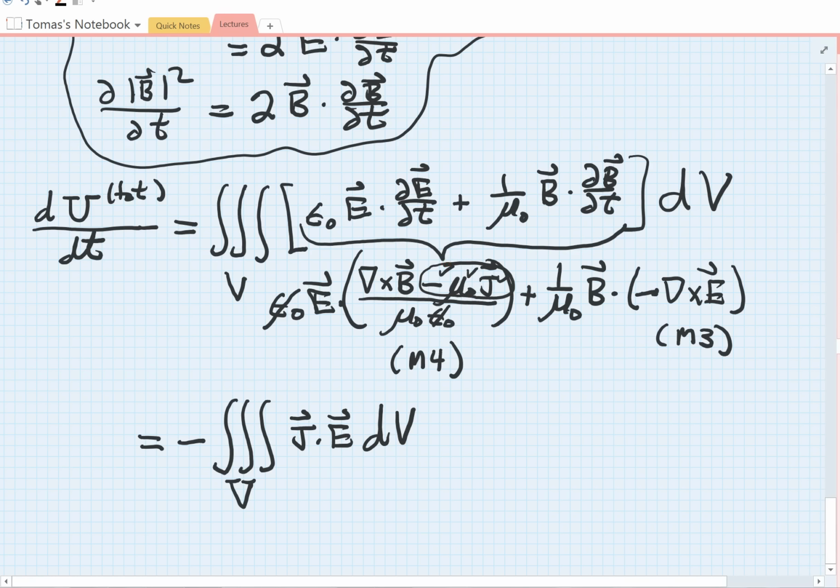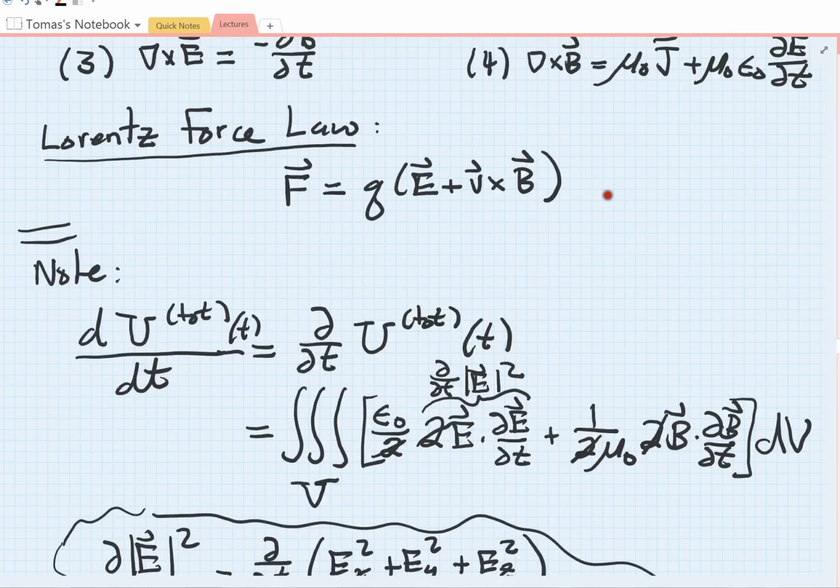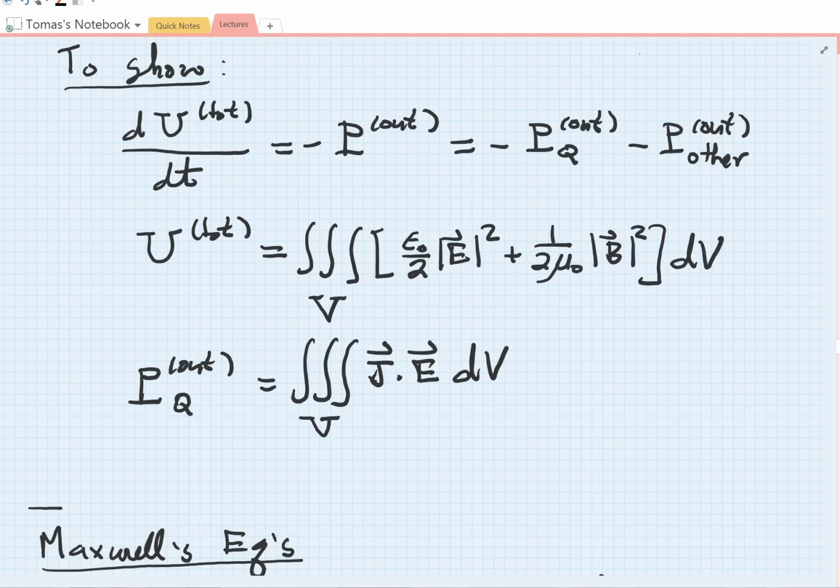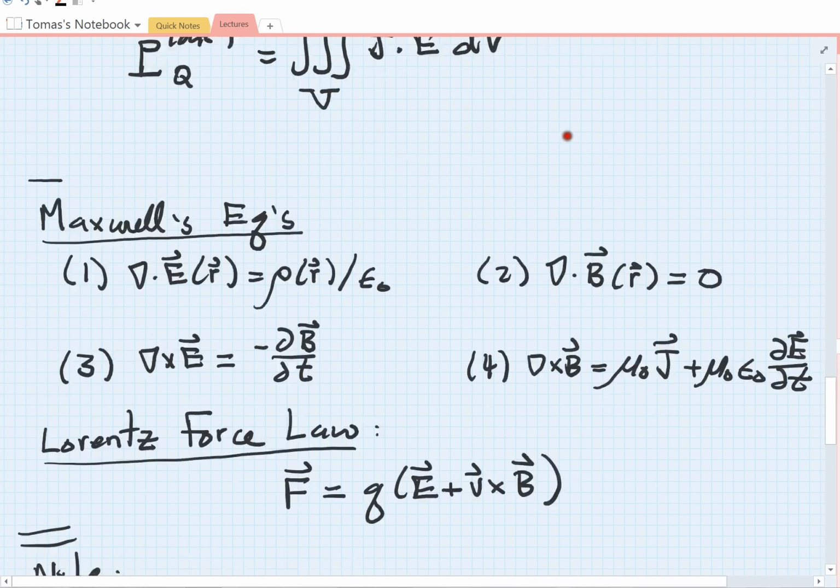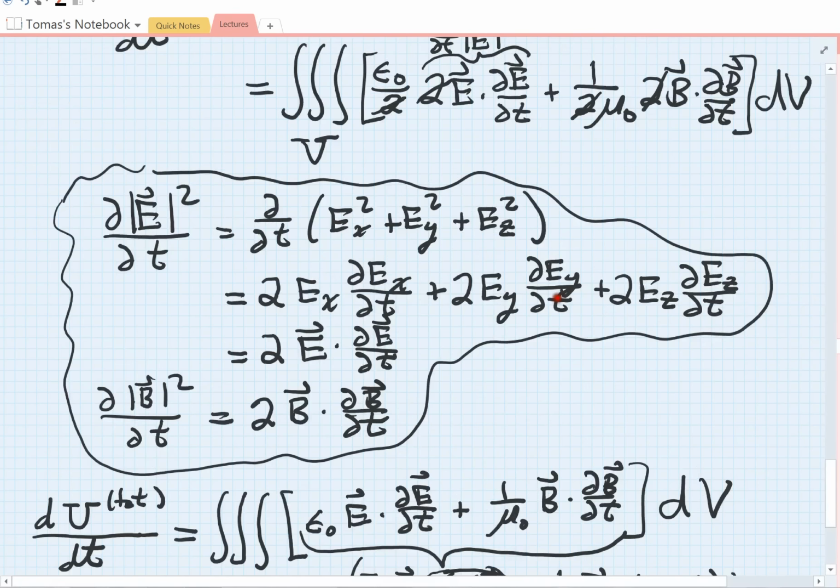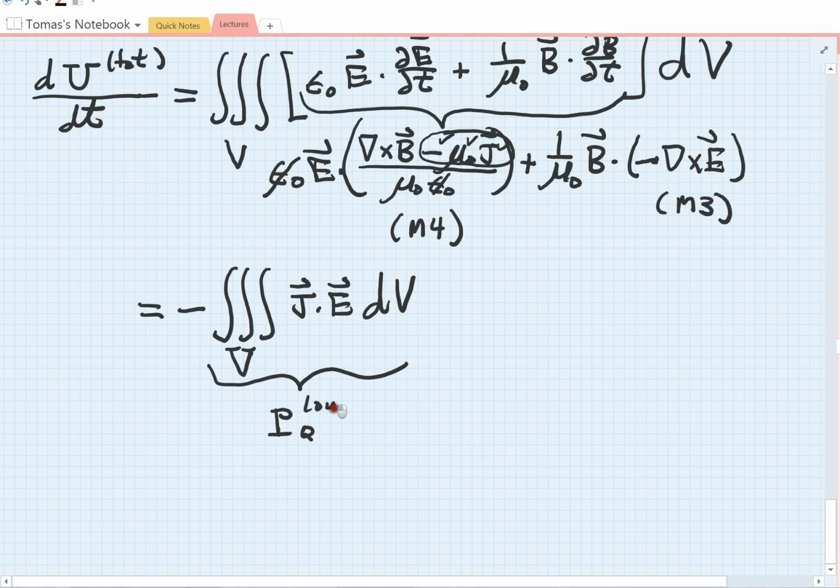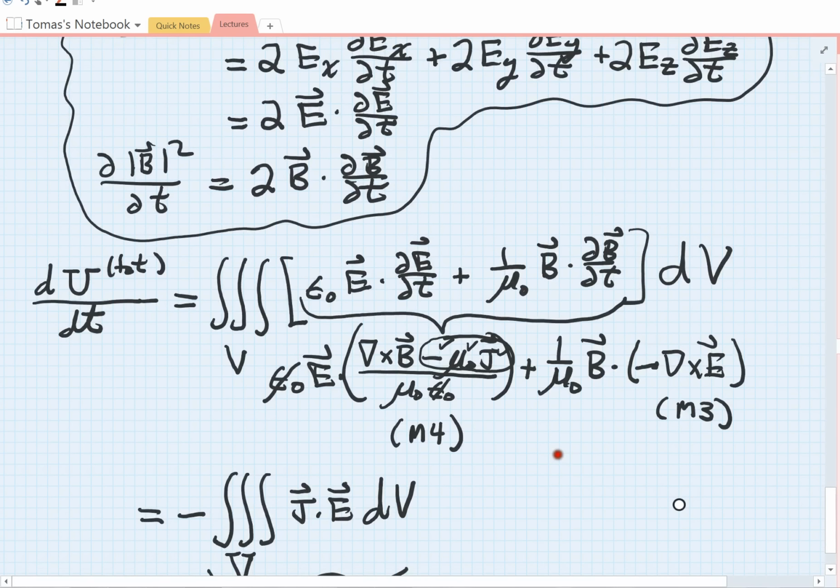And that is so perfect because minus the integral of J dot E over the entire volume is the power that comes out, the work that these electromagnetic fields are doing on the various particles inside of my box. So that is really very nice. That's perfect. P_Q out.